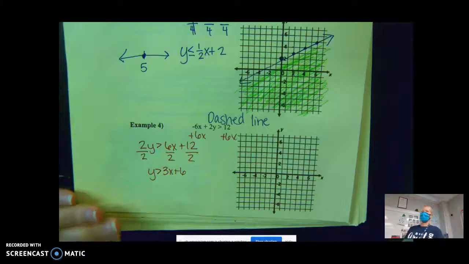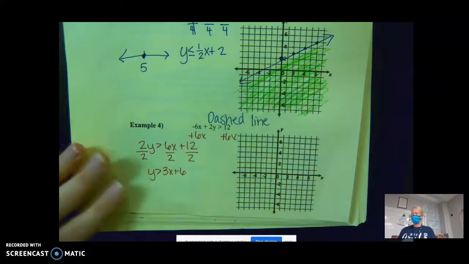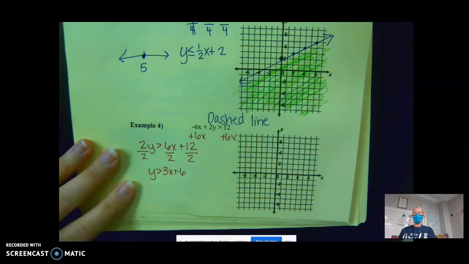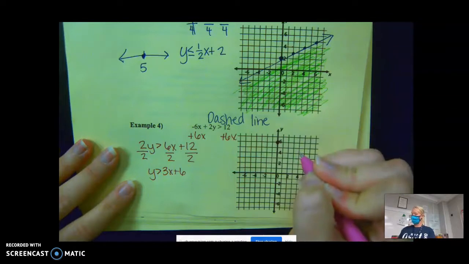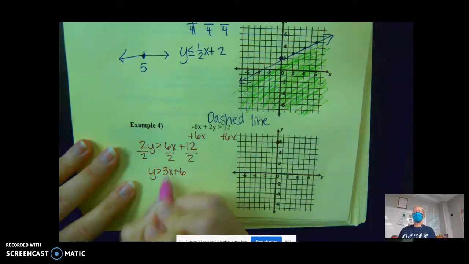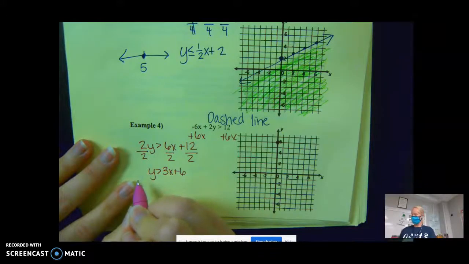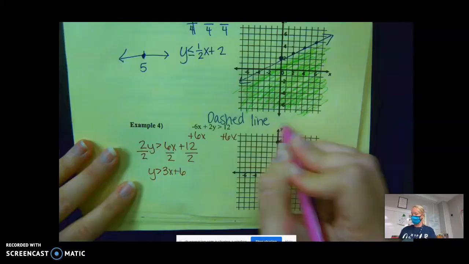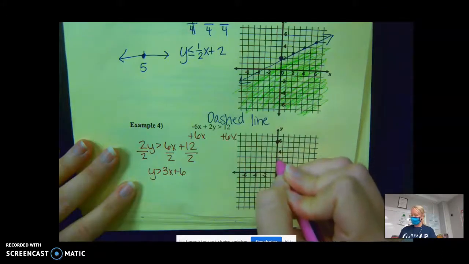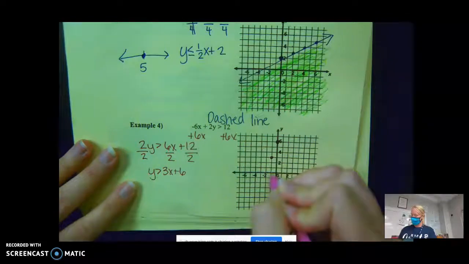What's my y-intercept on this one? 6. So put a point at 6. My slope tells me I want this as a fraction. What's 3 as a fraction? 3 over 1. So I'm going to go up 3. Oh, I'm off. So instead of going up 3 to the right 1, I'm going to go down 3, backwards 1. Down 3, backwards 1.